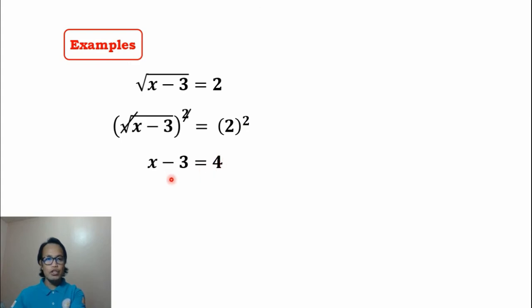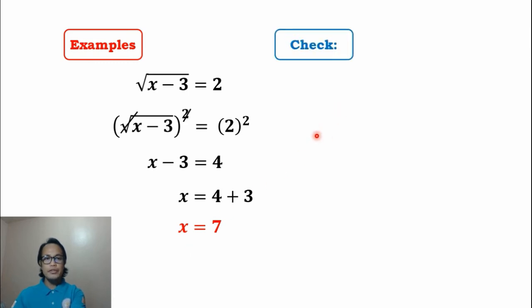Then we use the addition property of equality. Since this is minus 3, we add 3 here. Of course, we will also add 3 at the right side of the equation. Negative 3 plus 3 is of course 0, so only x shall remain at the left side of the equation because negative 3 is already cancelled out. Then that is 4 plus 3. Therefore, x is equal to 7.